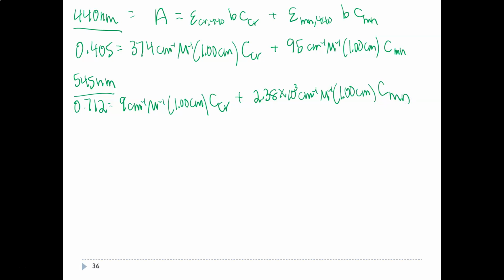Okay, so what we need to do is we have to use these two equations to solve for the concentration of chromium and the concentration of manganese. I have 2 unknowns and I have 2 equations. So what we're going to do is substitution.